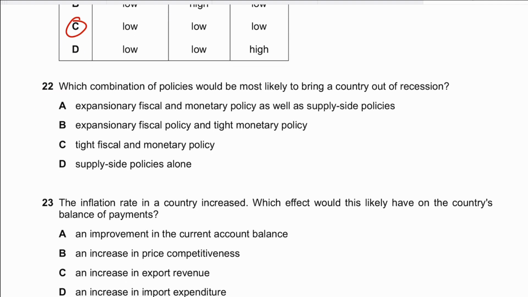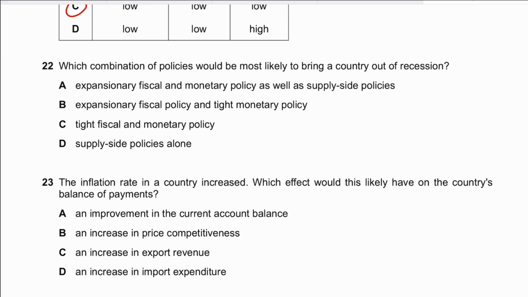Question number 22 says, which combination of policies would be most likely to bring a country out of recession? The first option says expansionary fiscal and monetary as well as supply side, and this makes sense because expansionary fiscal and monetary, or expansionary demand side policies, will stimulate aggregate demand, helping the economy out of recession, as well as supply side policies, both short-term and long-term, would also help bring the economy out of recession, especially recessions that are associated with the supply side, right? And that makes A the correct answer.